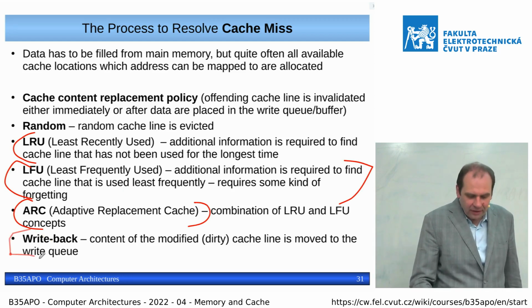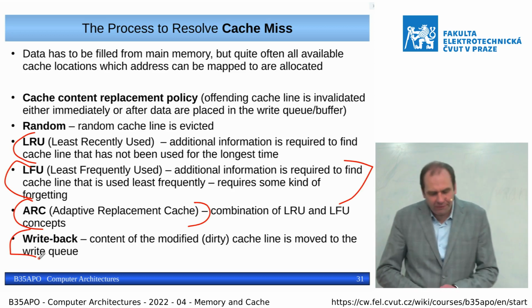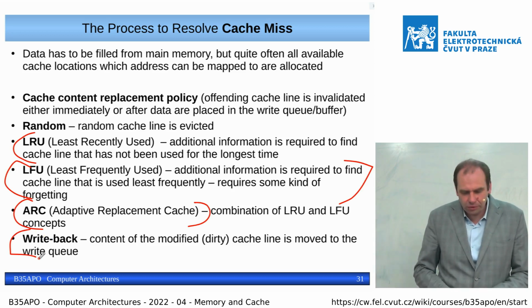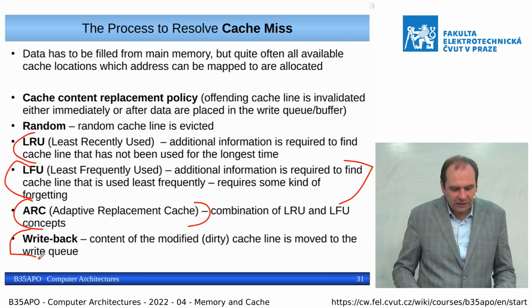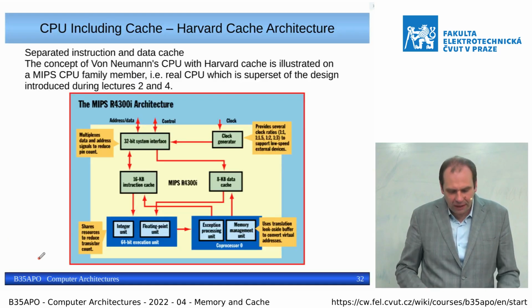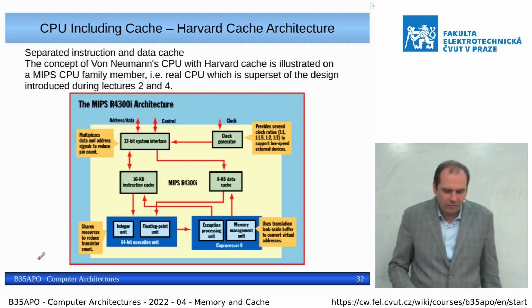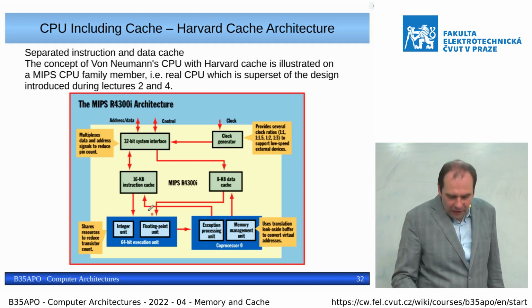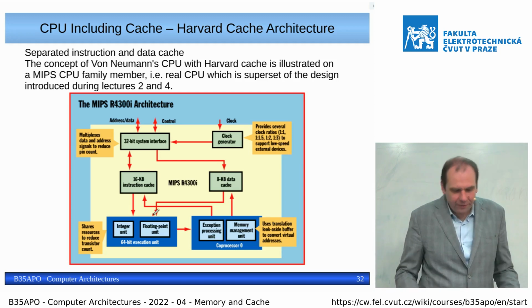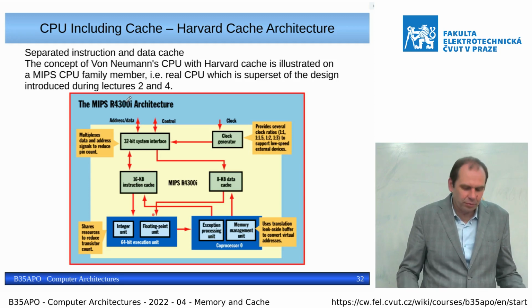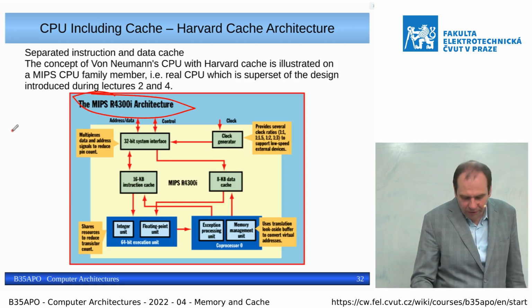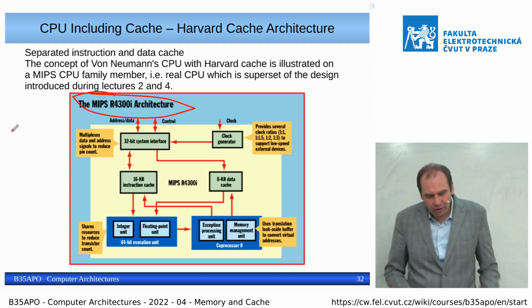And okay, we can decide if we have a write back or write through. We usually want to have a write back. This means that we keep modified data in the cache and we put them to the main memory later. And there is a mechanism, okay, we are speaking about the Hennessy-Patterson book. So this is what Professor Hennessy did on the MIPS architecture.